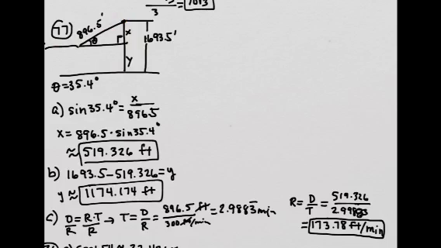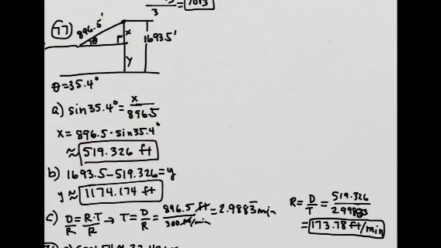And this angle is 35.4. So sine of 35.4 is opposite over hypotenuse. So that's what is set up right here. Take your calculator to multiply the 896.5 times sine of 35.4, and you get this number right here.